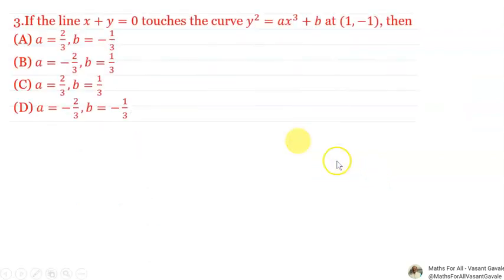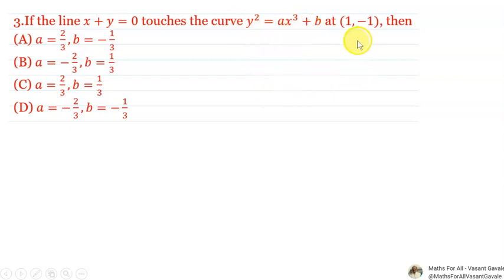Next example, if the line x plus y is equals to 0 touches the curve y square is equals to ax cube plus b at 1, minus 1, then the value of a and b. Okay, तर ही या कर्वला x plus y is equals to 0 या कर्वला कसे टच होते. It means that this is the tangent to the curve y square is equals to ax cube plus b.